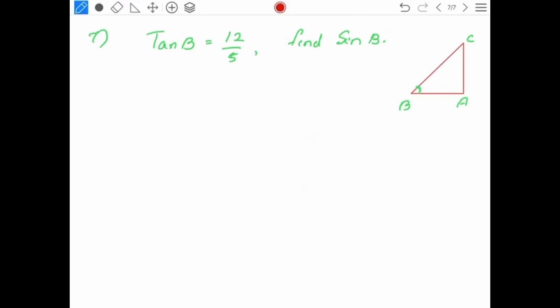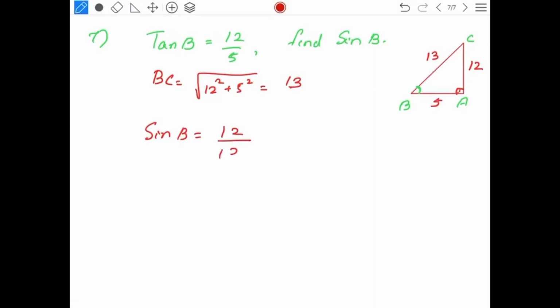Now here it is given tan B equal to 12 by 5. Find the angle, find sin B. So tan theta is opposite side by adjacent side. So opposite side is 12, adjacent side is 5. Now we will find BC, which is root of 12 squared plus 5 squared. So it is 13. So sin B is equal to opposite side by hypotenuse. So 12 by 13.